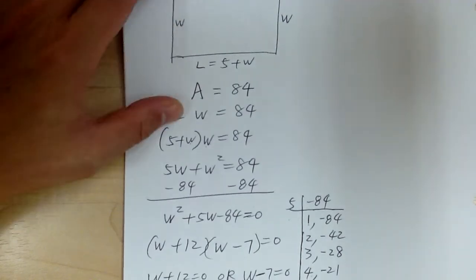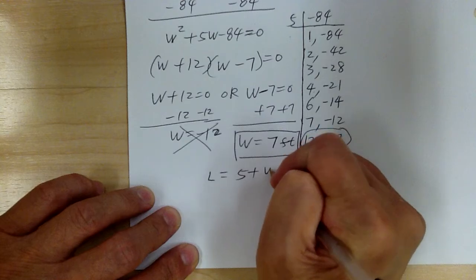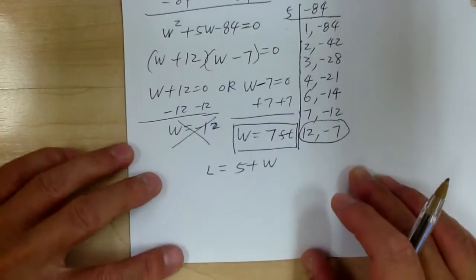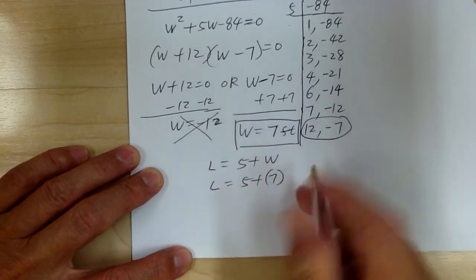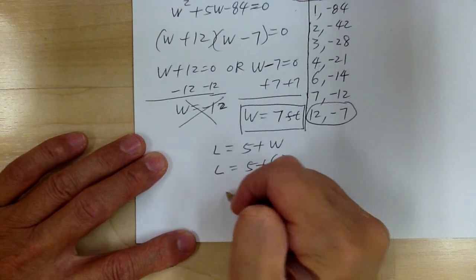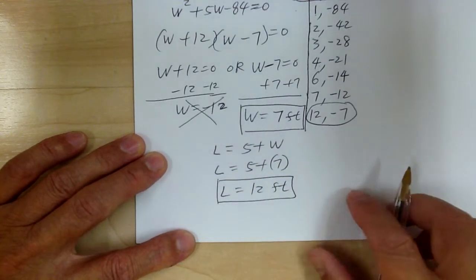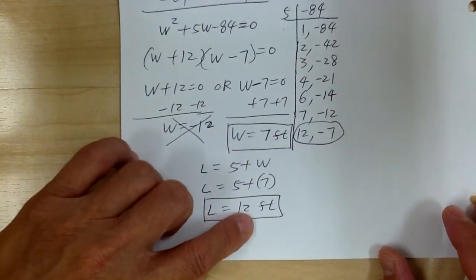Now to find the length, use this formula over here, right? It tells you that L equal to 5 plus W, right from here. So that's why it's important you write everything down. So L equal to 5 plus 7, substitute, put in parentheses, right? So L equal to 12 feet. Okay, and that's your answer, right? So W equal to 7 and L equal to 12 feet.